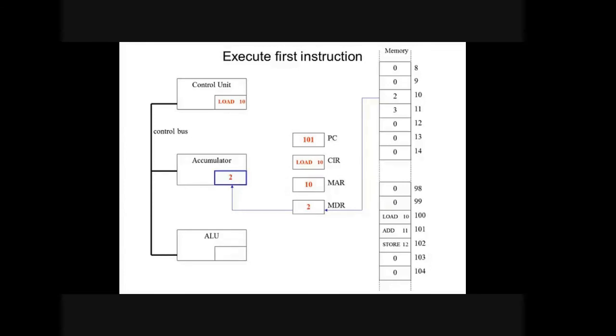Now we're going to fetch the next instruction. The program counter is already pointing to the memory address of the next instruction, so that memory address can be copied from the program counter into the memory address register. We can then take the contents of that memory location and put it into the memory data register. Now it will move into the current instruction register, ready to be decoded. But before we do that, we increment the program counter, so it's pointing to the next instruction.